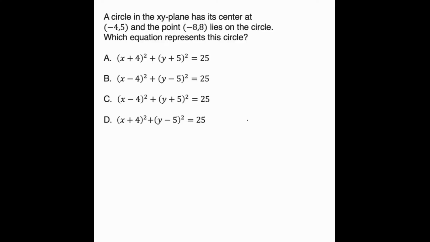For this question, we have a circle with a center at -4, 5. So that's the center right there, -4, 5. And there's another point, -8, 8. So that point is around here somewhere, and that lies on the circle. So -8, 8 lies on the circle. The center of the circle is -4, 5.